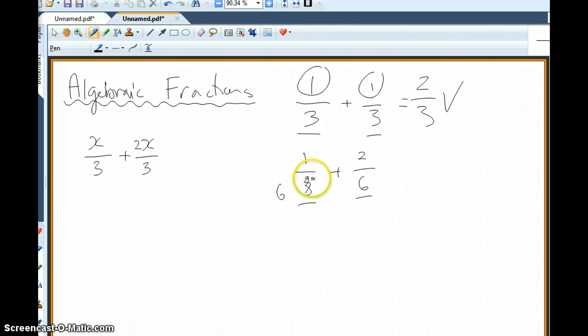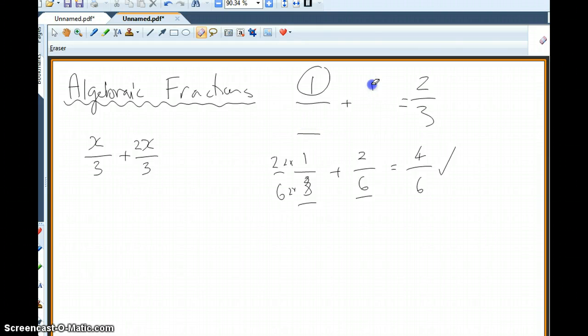right? And if I doubled the 3, I'd also have to double the 1. So 1 over 3 becomes 2 over 6. So when I add the numerators now, I can add numerators if the denominator is the same. I wind up with 4 over 6. Okay, so that's a quick refresher.